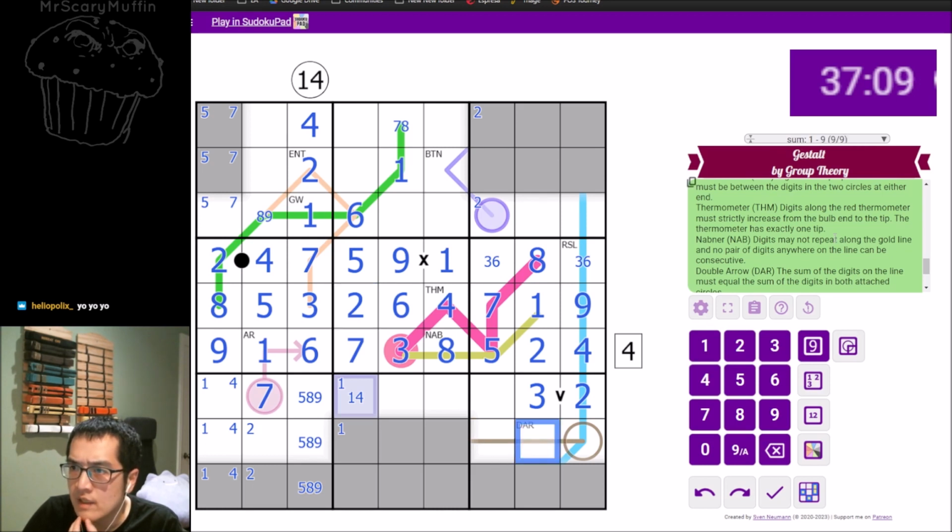We have DAR, double arrow. How does double arrow work again? Yeah, okay. So the line sums up to the 2 circles. This region sum is equal to 19 or 16. It's a big one. 16 would be impossible because the 9's already here. But we do need 3 at least.